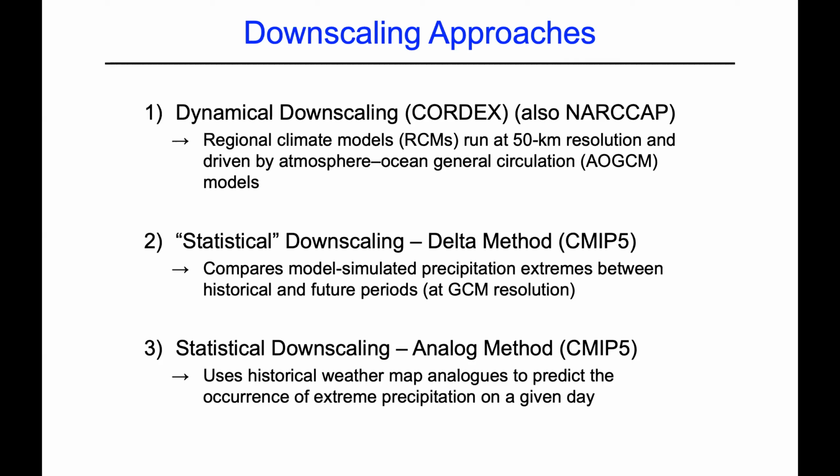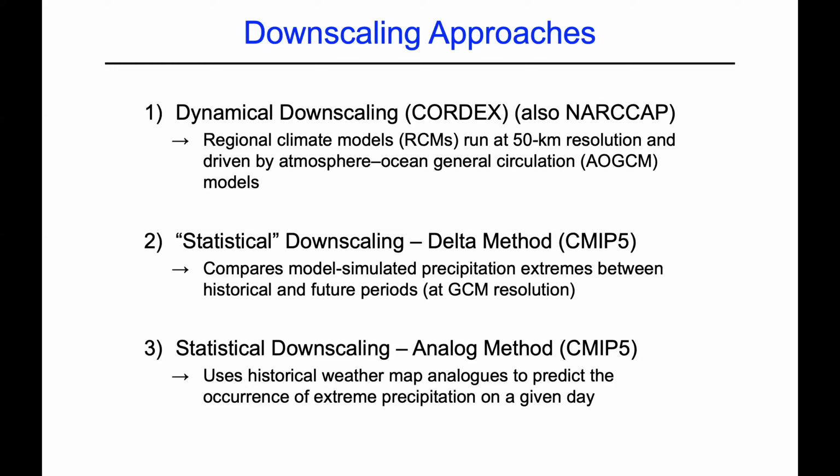Basically all we looked at there were precip extremes at the scale of the CMIP-5 models, and then compared how these models simulated precipitation in their historical period and their future period. So we kind of looked at a percent change at that scale. And then the third method was a different method of statistical downscaling that we developed for this project.